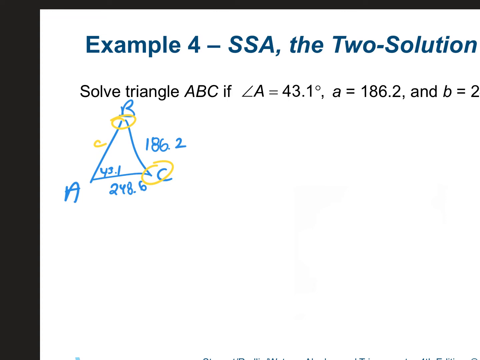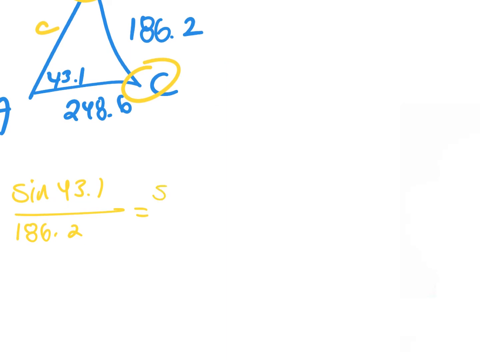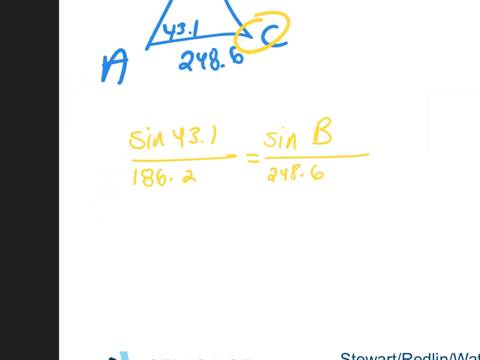I already know that I have the proportion of sine 43.1 over 186.2. Again, the numbers are bigger. That doesn't mean anything. What do I know something about? Angle side C or angle inside B? B. So that means I'm going to find angle B first here. I have to find B first because that's the only other thing that I know any bit of information about.